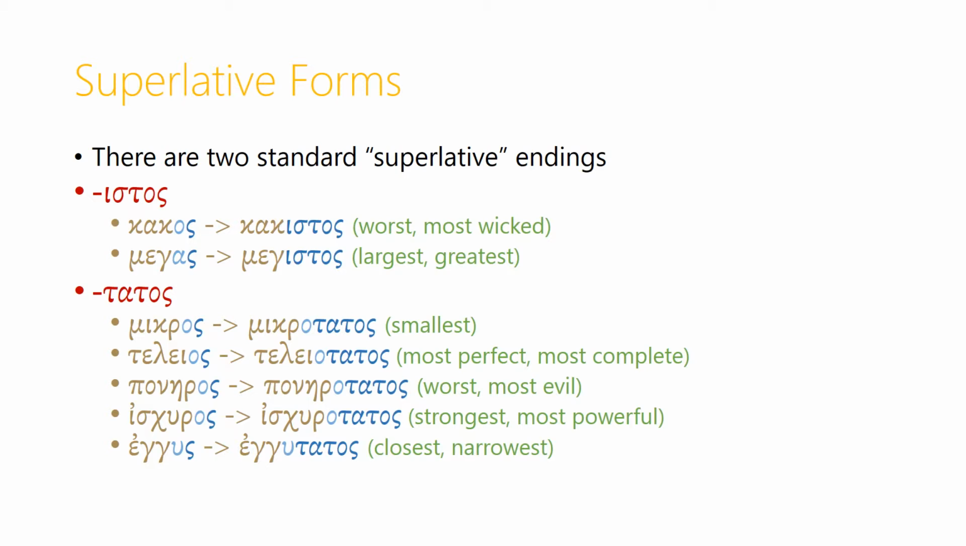Teleos becomes teleotatos, most perfect. Poneros, evil, becomes ponerotatos, worst or most evil. Iskuros, strong, becomes iskurotatos, strongest. And engus, close, becomes engutatos, closest or narrowest.